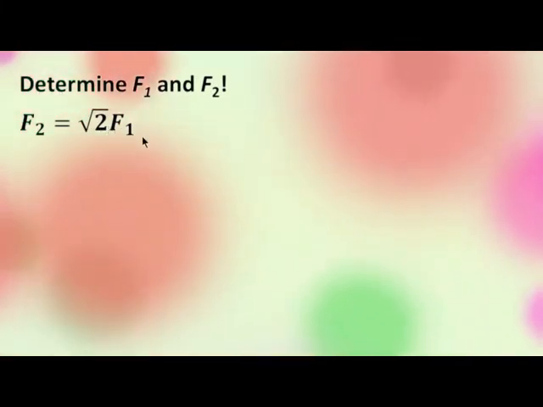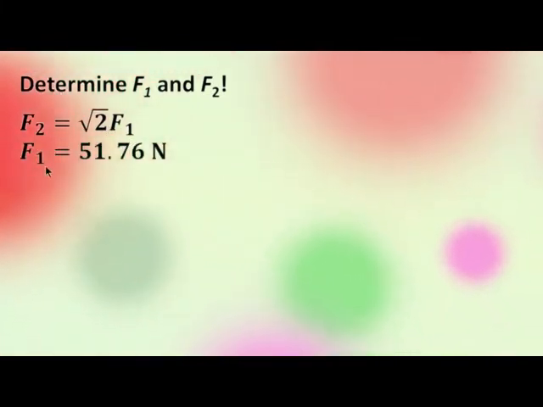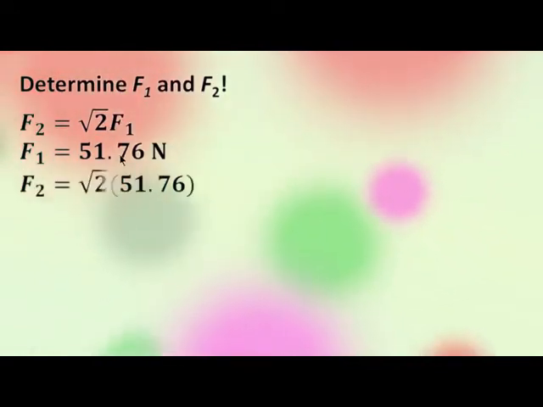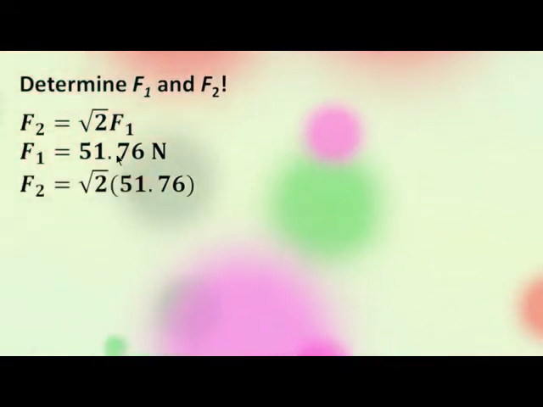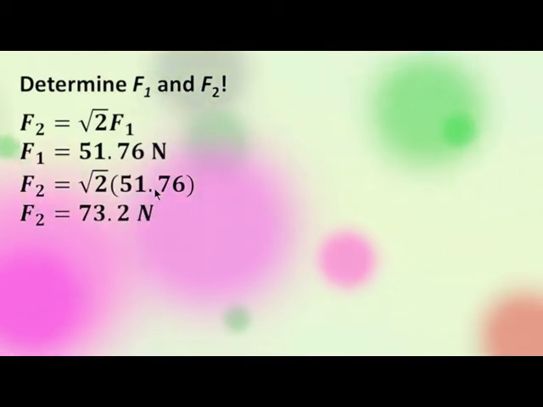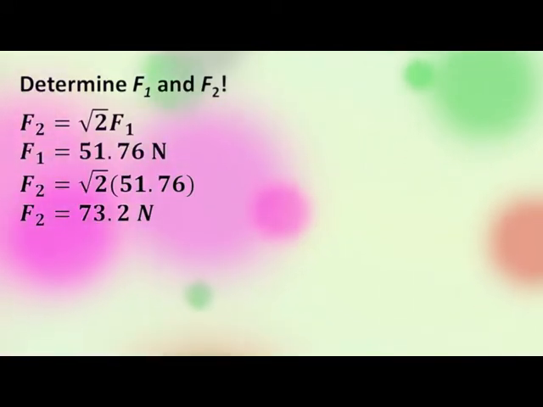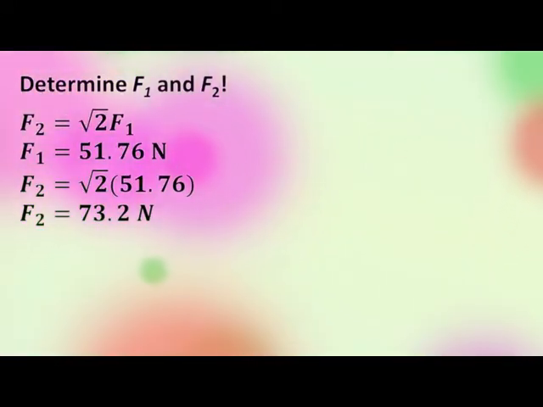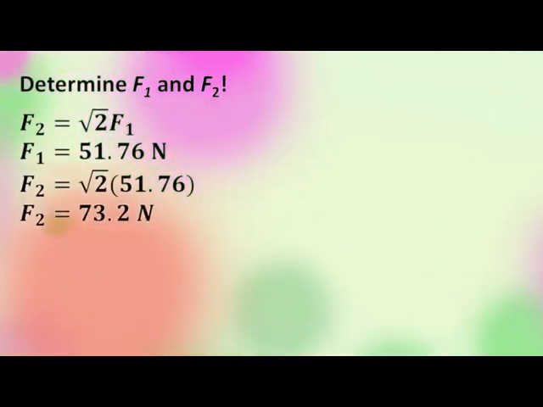How about F2? F2 equals square root of 2 F1. We have found F1 equals 51.76 newtons, so F2 equals square root of 2 multiplied by 51.76. We will find that F2 equals 73.2 newtons. If the weight is 100, these are the values of F1 and F2.